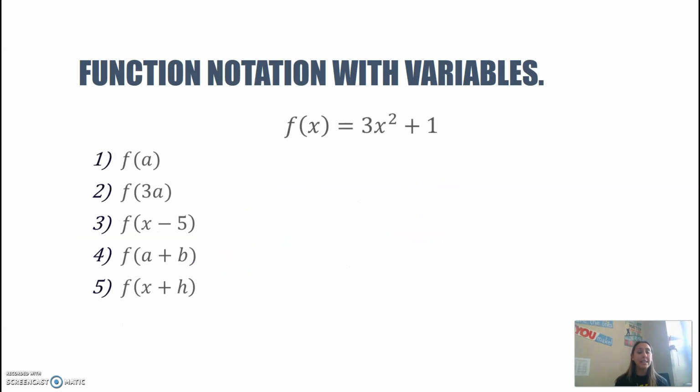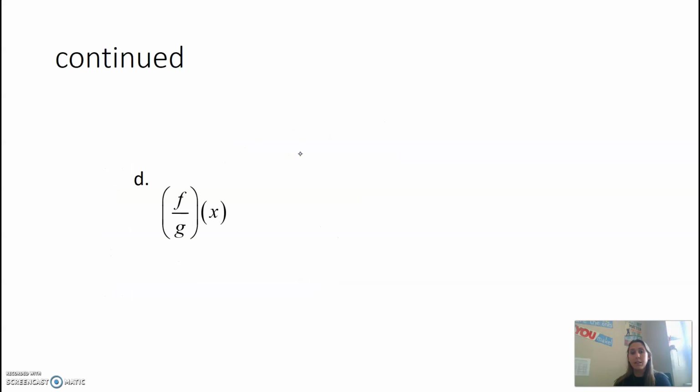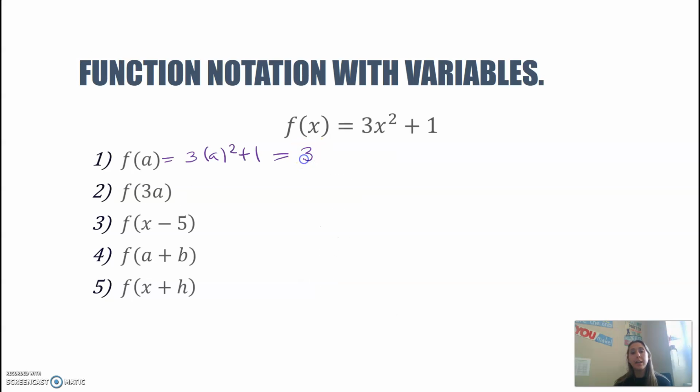All right, go ahead and get these examples in your notes. Make sure that you copy down this function, f of x, and then I want you to do all of these. I will do the first one with you. So we are going to find f of a. Everywhere I see an x, I'm going to replace it with an a, and I end up with 3 times a squared plus 1. And that is my final answer.